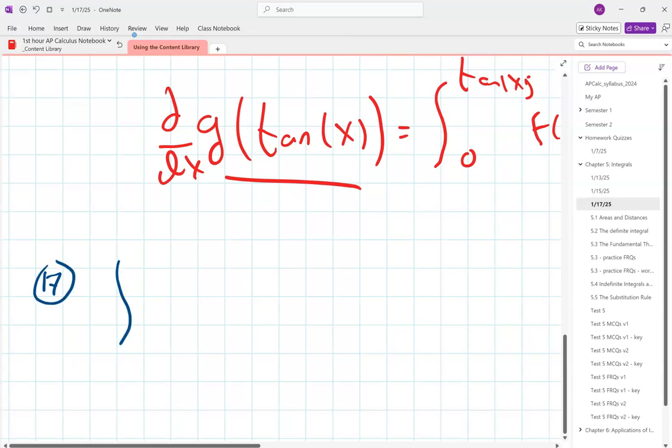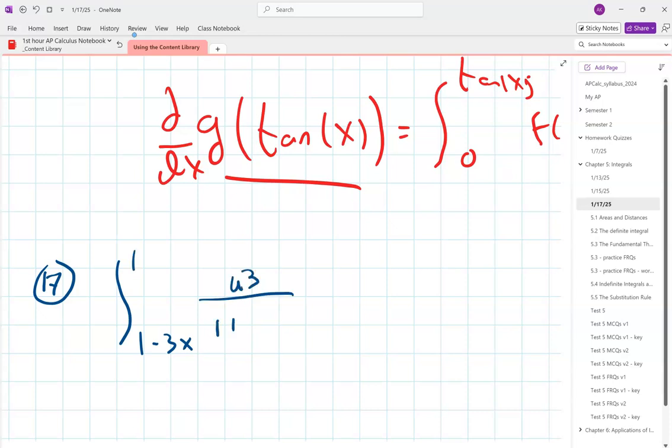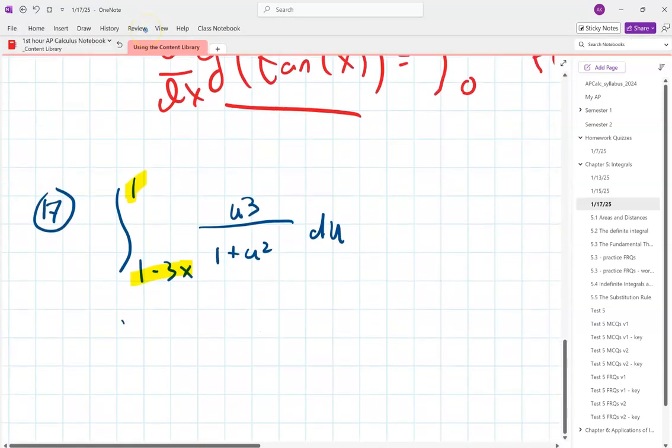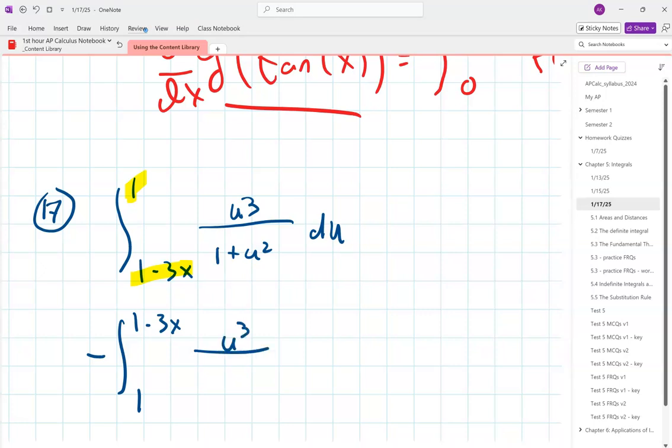So I have the integral from 1 minus 3x to 1 of u cubed over 1 plus u squared du. The first thing I want to do is notice my bounds are the opposite of what they're stated in the fundamental theorem of calculus, where my constant is on top and my variable is on bottom. So I'm going to use my property of integrals and make that negative to swap the bounds.